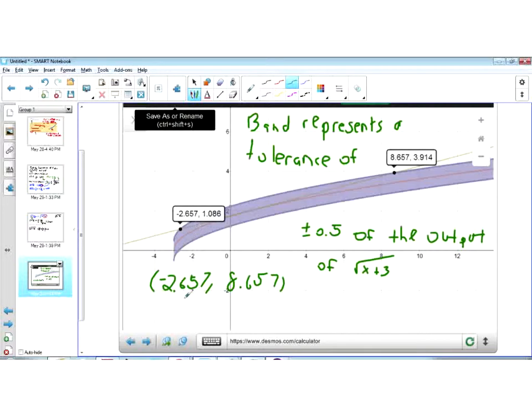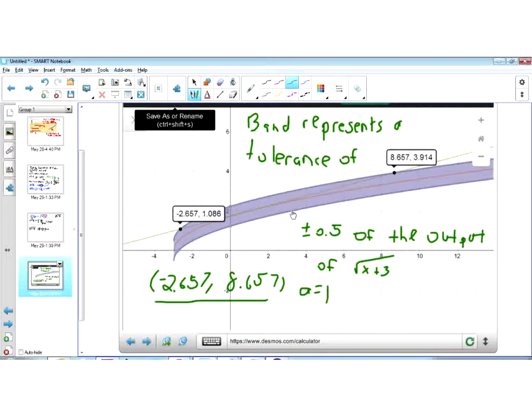So as long as you can find your x value for your approximation to be on this interval along the x-axis, then we can guarantee that your output will be within plus or minus 0.5 of the square root of x plus 3. And this would be the linearization about x equals 1. So if you want to make this domain a different interval for a different linear approximation, then you'll have to choose a different a value. This is valid for a equals 1.